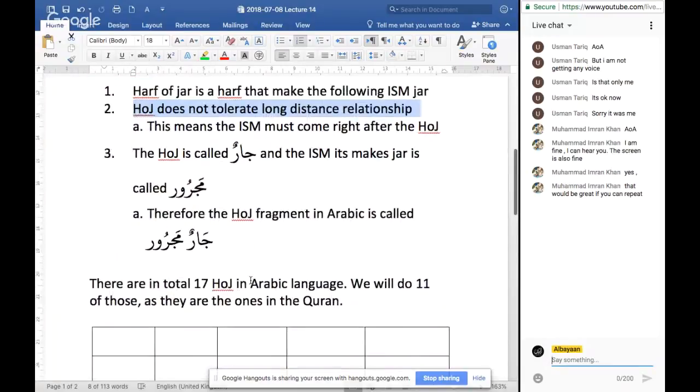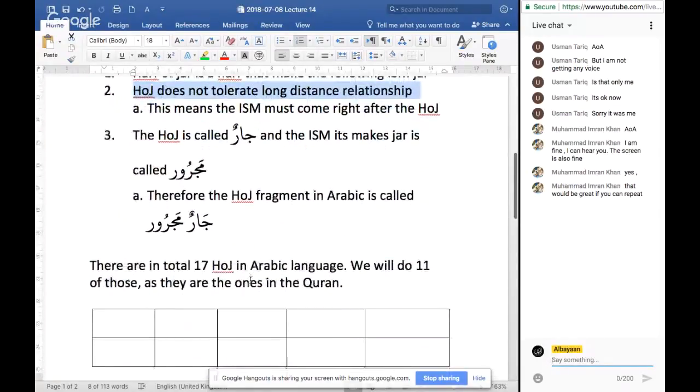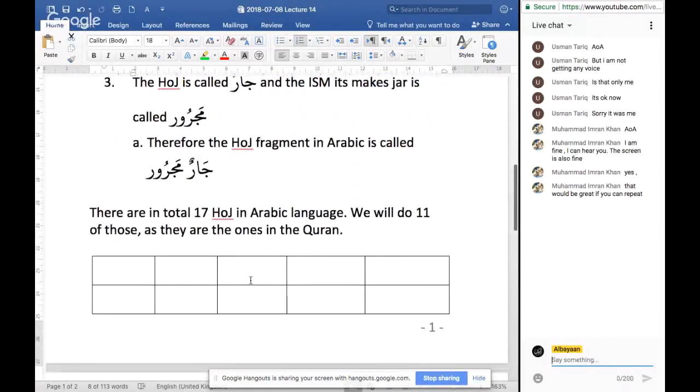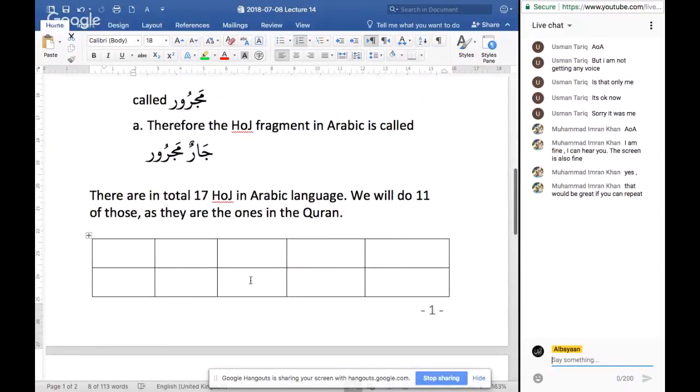In total there are about 17 harf of jar in the Arabic language. We will only do 11 because these are the ones used in the Quran. We will not touch the remaining 6. So we'll just focus our study on the Quran, and we'll do 11 of those, and that's where we have reached so far.